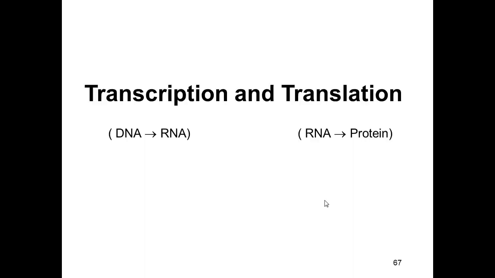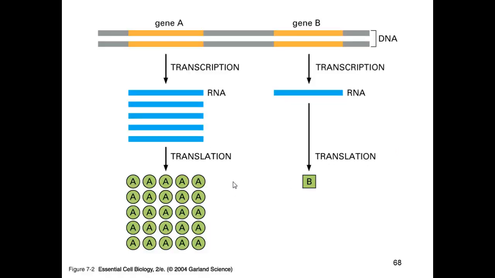Now we resume with review from Lecture 6. In Lecture 6, we studied the processes of transcription, which is DNA being converted into RNA, and translation, which is RNA being converted into protein. Transcription again occurs when genes in your DNA are turned on.